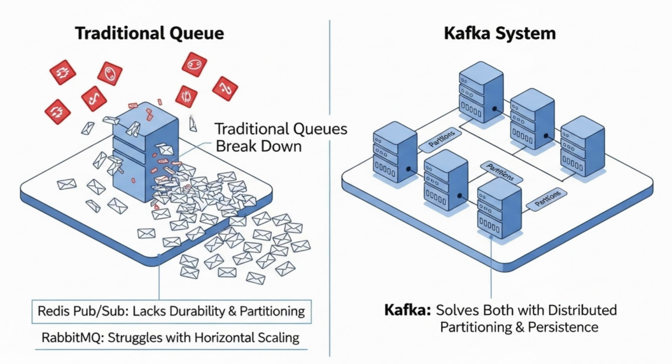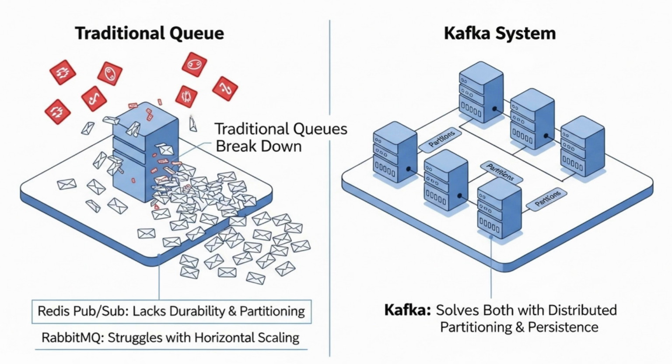This is precisely where Apache Kafka steps in, providing a distributed, fault-tolerant, and highly scalable solution. It's designed from the ground up to handle millions of messages per second by distributing the load and persisting data reliably. Let's break down how Kafka achieves this incredible scale. At its heart, Kafka is built on a few core concepts.